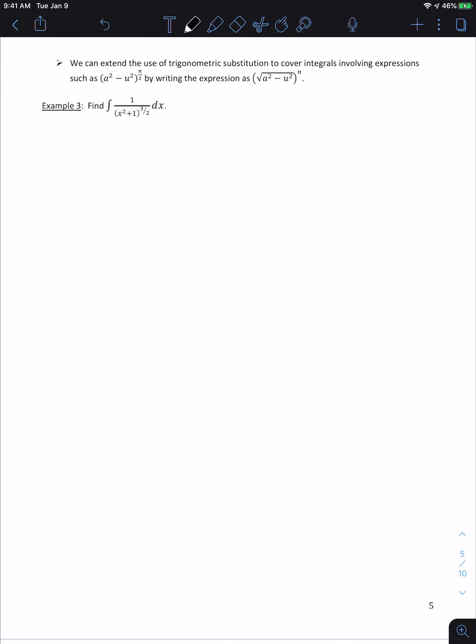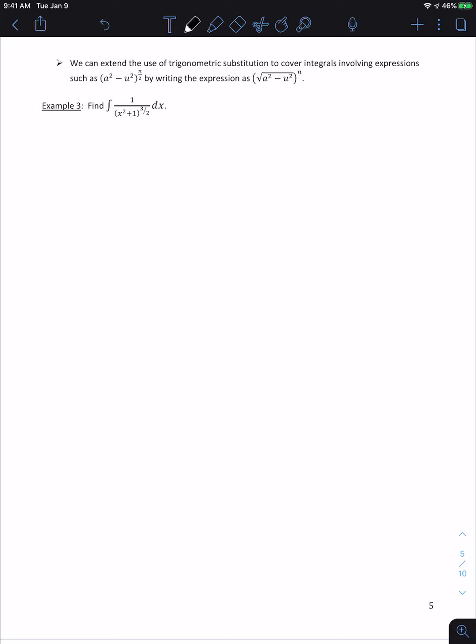Hello everyone, in this video we'll be picking up where we left off in section 8.4 with example 3. We can extend the use of trig substitution to cover integrals involving expressions that look like n over 2 in the power. Why? Because anytime we write n over 2 in the power, whatever's in the denominator becomes the root. Since it's 2, it's the square root, so I can always have the square root to the nth power.